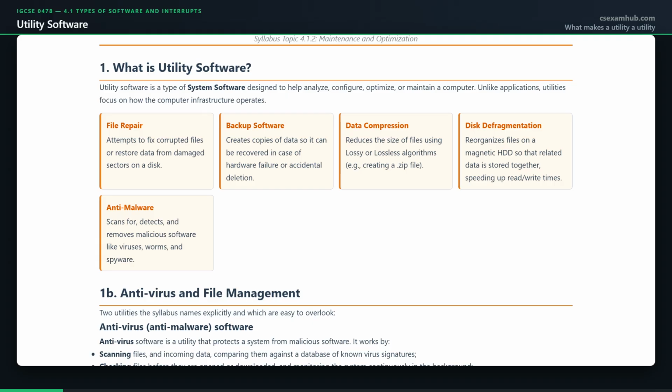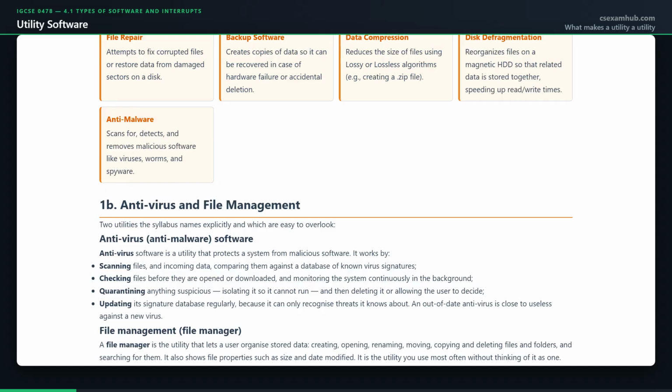and it puts utilities firmly in system software. They are usually supplied with the operating system and they usually run without you asking, which is part of why they are easy to overlook.